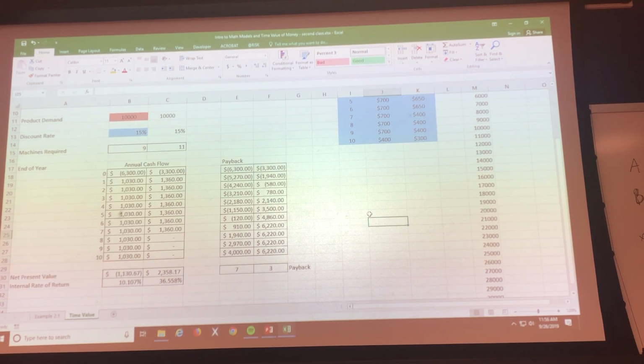But again, you can contrive examples, I've seen them, where the different measures actually would point to different things. This particular one, everything points to machine 2. It's got a better NPV, it's got a better IRR, it has a shorter payback period. Everything points to machine 2. So we would just jump on in there and say, let's buy machine 2.